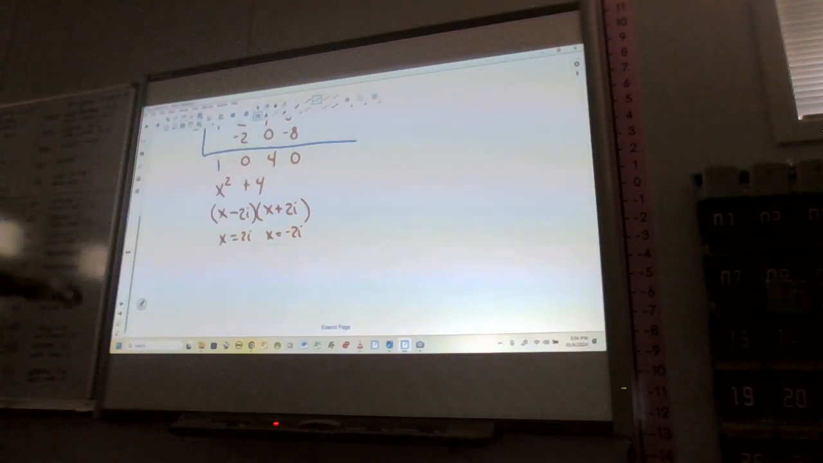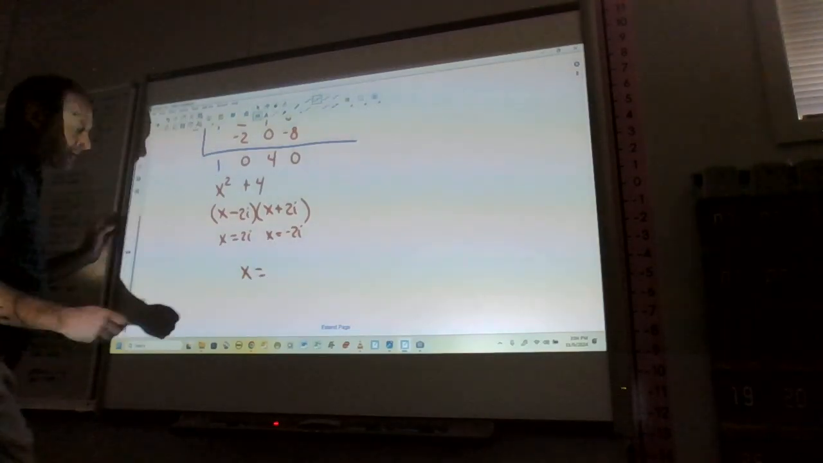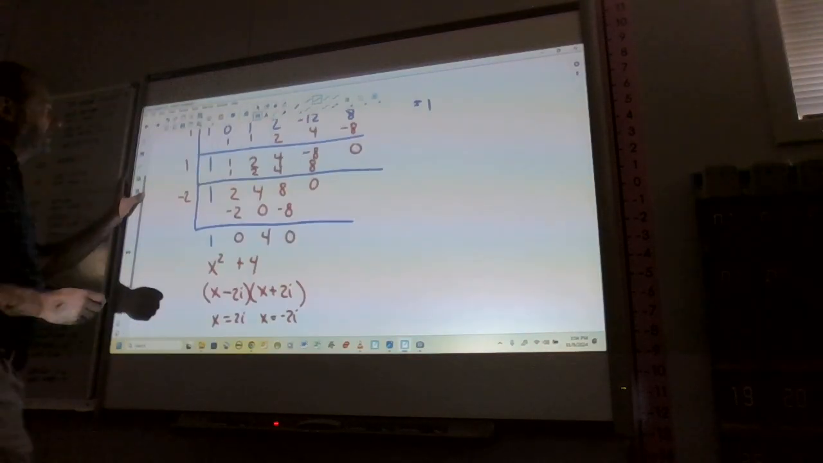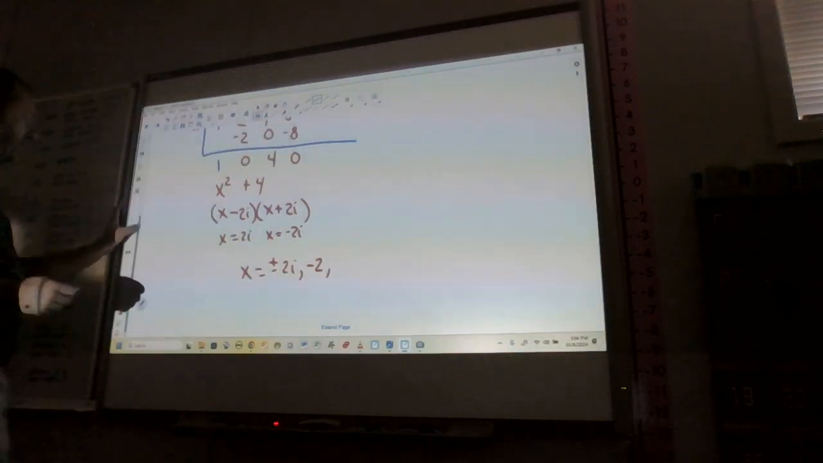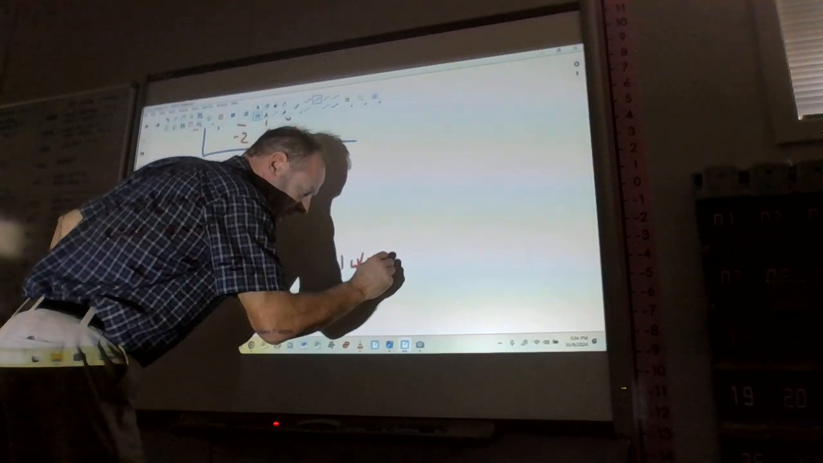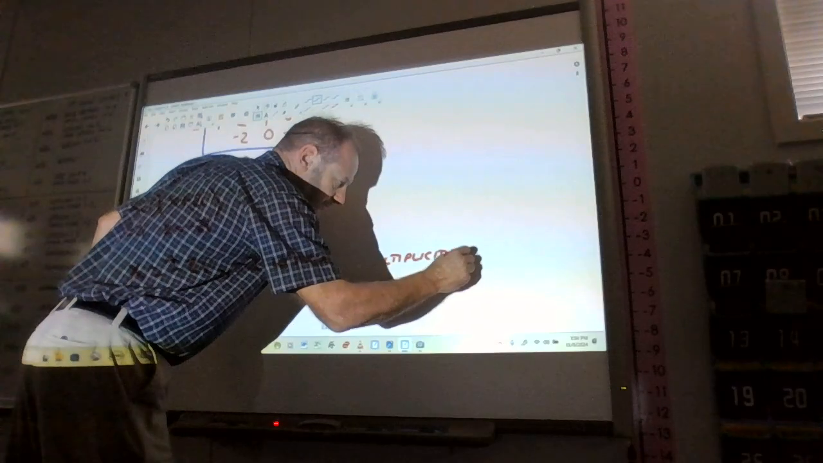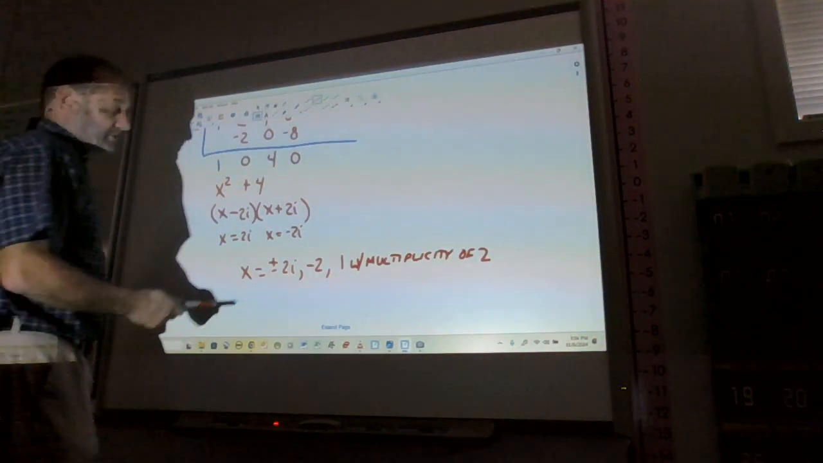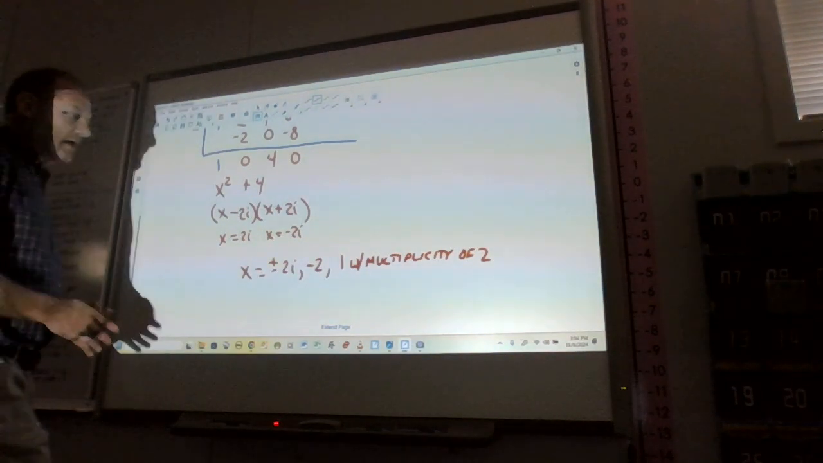And now I've got 5 solutions. So what are my solutions? X is going to be plus or minus 2i. It's going to be negative 2. And it's going to be 1 with multiplicity of 2, because the 1 occurs twice. Okay, so remember I was supposed to have 5 solutions. I've got 2, 3, 4, 5. Okay, I got them all.